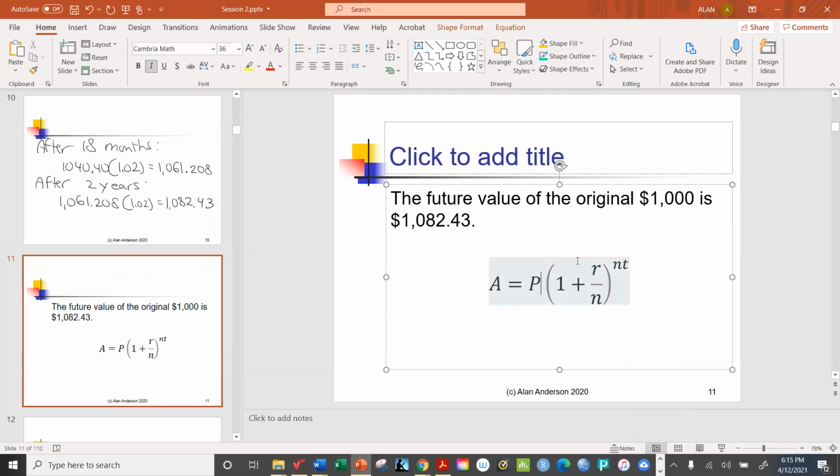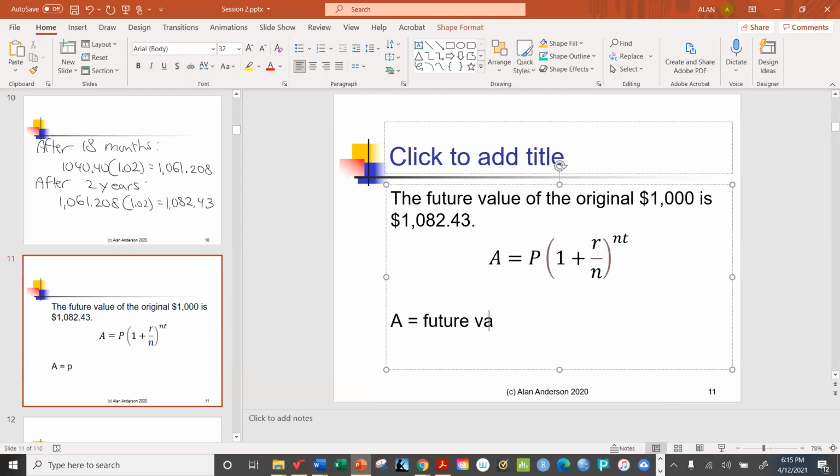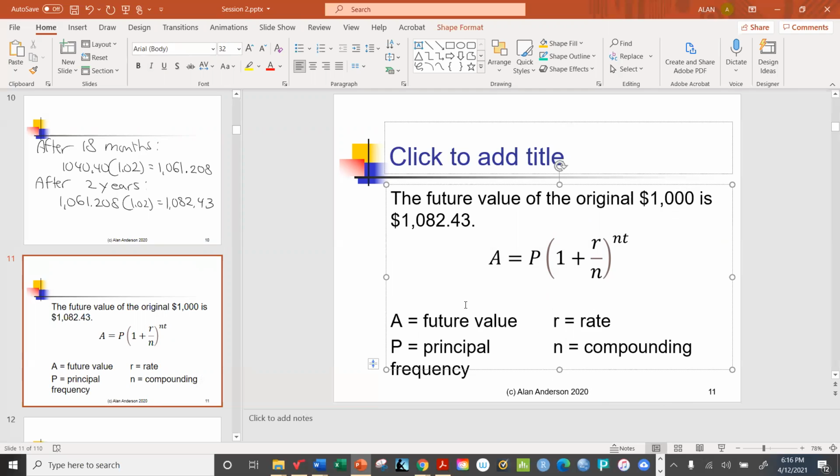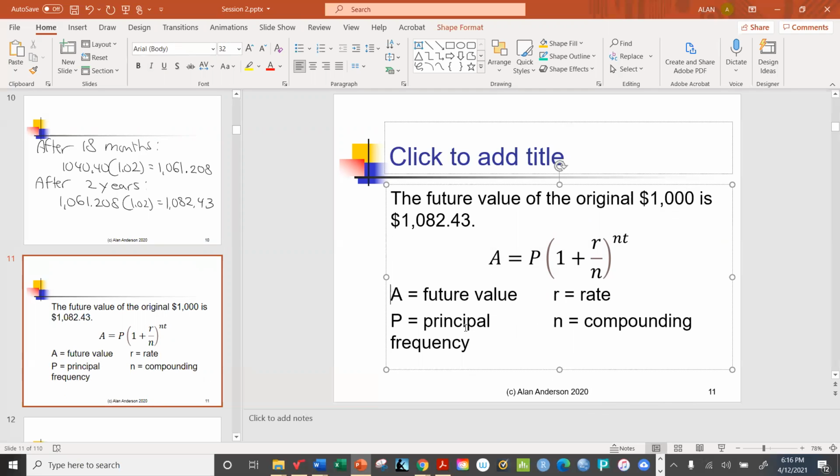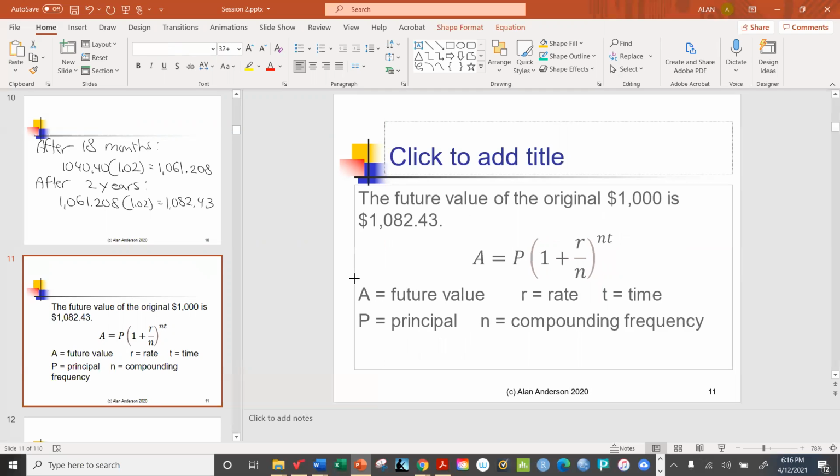Okay, so that's the formula. So what is this all about? A is the future value, P is the principal, R is the rate, N is the compounding frequency, and T is time. I'm trying to make it look as neat as possible. T is time. No, that should do it.